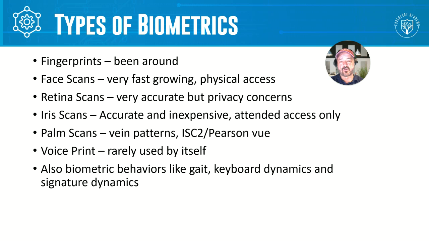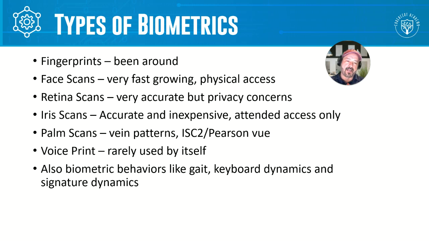Palm scans, which are basically vein patterns, are a reasonably inexpensive, accessible, and accurate method. It's what ISC2 uses at Pearson VUE. I say ISC2 because Pearson VUE has different standards for different organizations, and ISC2 requires palm scan. It's called a palm print, but it's really a scan, because it's not the print, it's the vein patterns. The palm scanner works by going over a box, and nothing actually touches your palm.